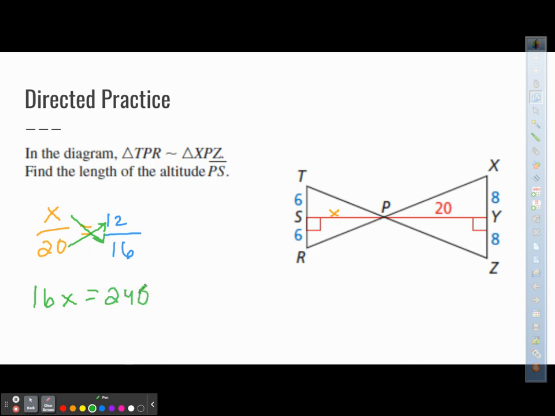Awesome. All right, what would I do next, Portia? Divide both sides by 16. And Linnea, what's 240 divided by 16? So X equals 15. So the length of PS would be 15.